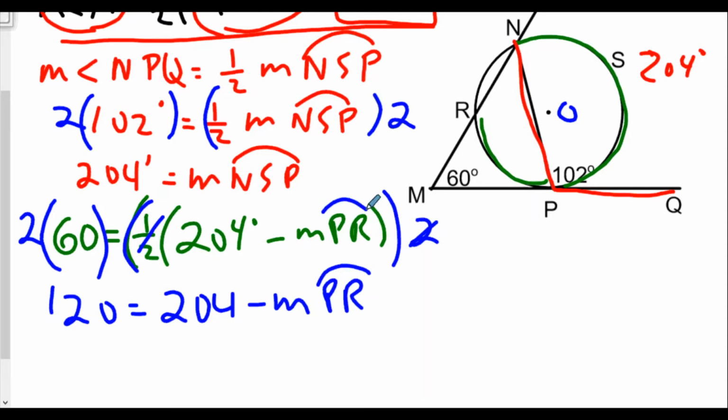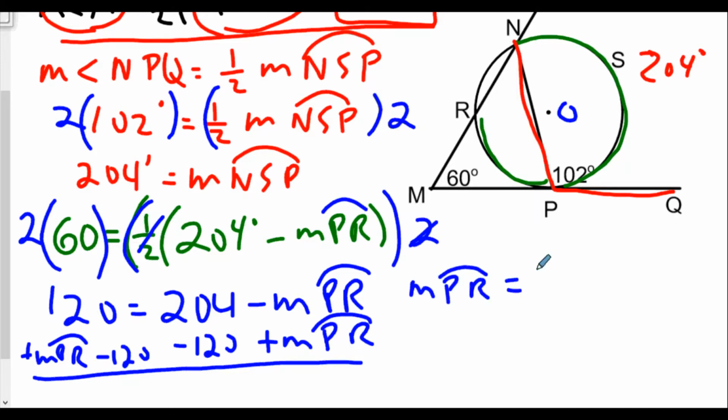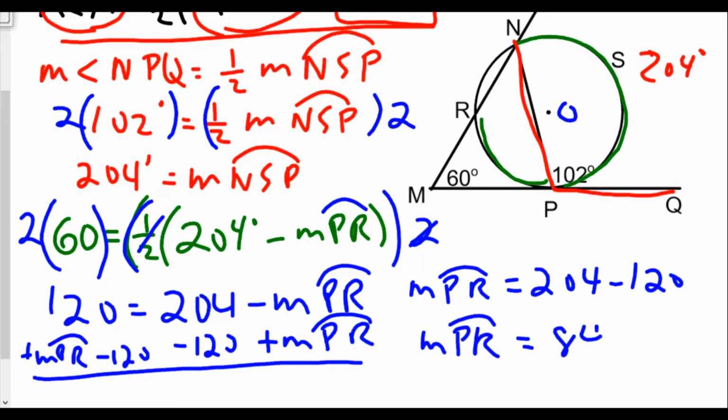Okay, and so we're going to subtract 204. Well, actually, you know what? I'm going to add the measure of arc PR to both sides. I like to keep things positive. And then subtract 120 from both sides, leaving us with the measure of arc PR is equal to 204 minus 120. Well, 204 minus 120. Okay, let's see now. I'm going to subtract that. We're going to get, in this case, it looks like 84. So the measure of arc PR is equal to 84 degrees.